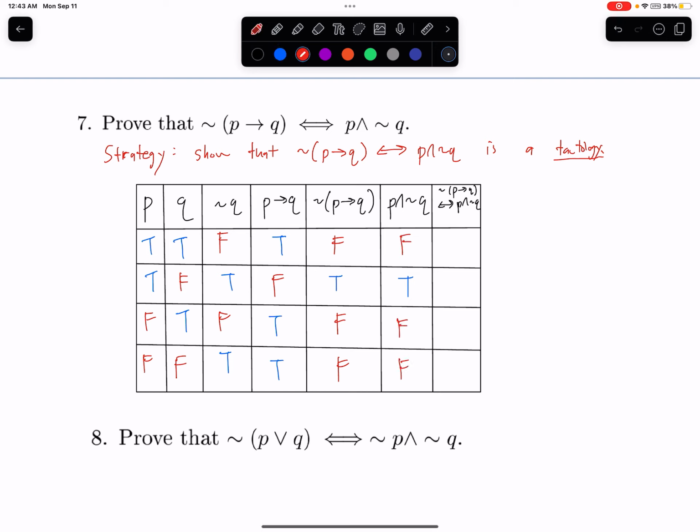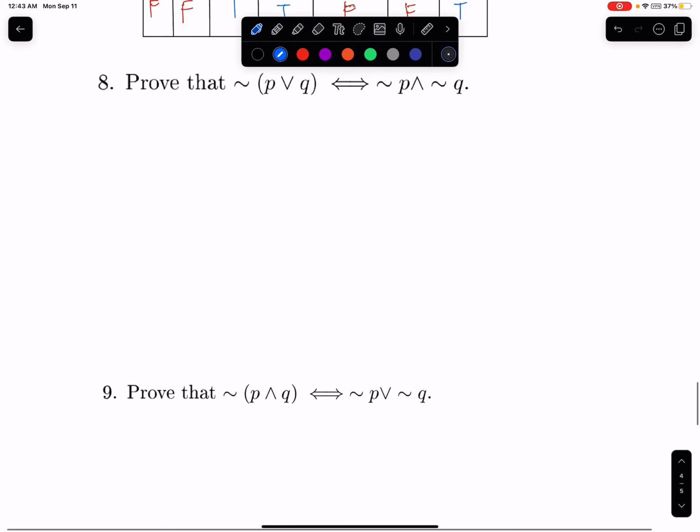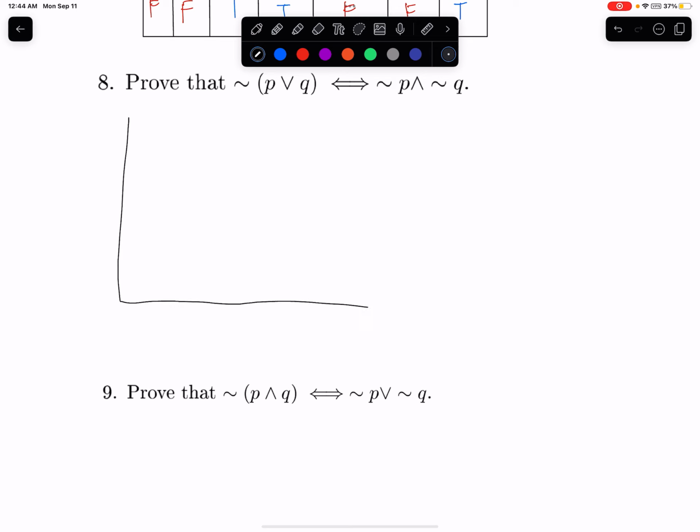And now comparing the two, you note that they're the same, right? So when I combine them with the if and only if statement, they're always matching, which means that I always get trues for the biconditional, and therefore it's a tautology, and therefore we've proven that we have a logical equivalence there. Okay, number 8 is the same thing. I'm just going to jump through it. You guys should do the same.